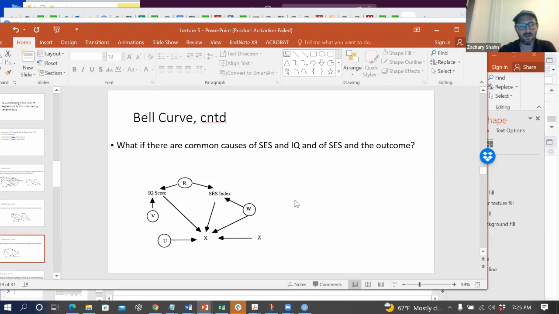Another possible critique, which again seems quite likely, is that there are unmeasured common causes of IQ score, the treatment, and the socioeconomic status index, and then also of the socioeconomic status index and the outcome of interest. And this is that M bias situation from earlier, right? Or the damned if you do, damned if you don't situation, where if you then adjust for socioeconomic status index, you're inducing an association between treatment and the outcome that's non-causal.